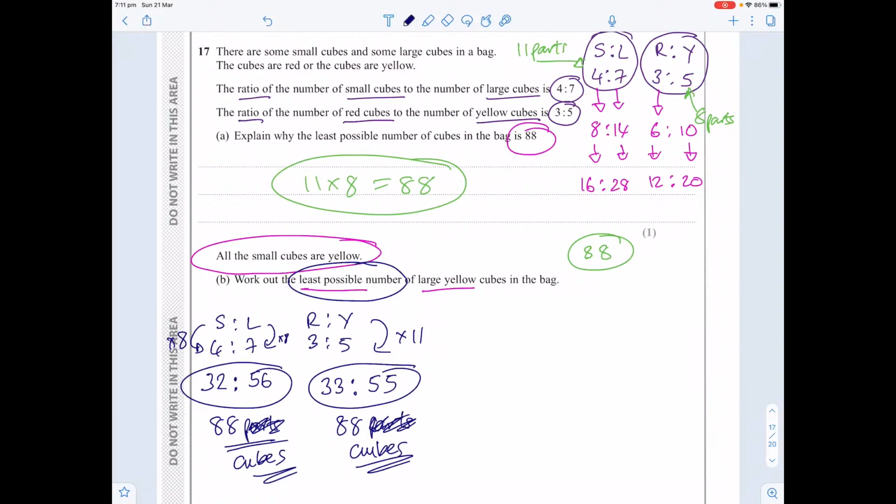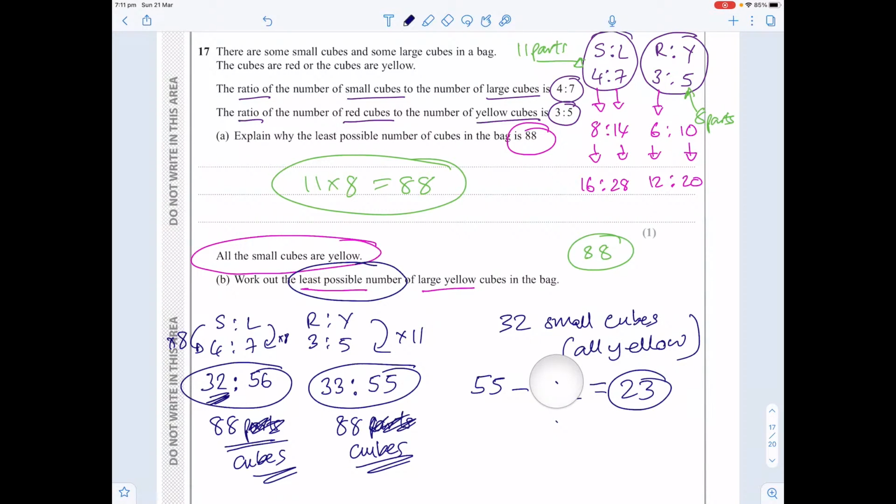Now, if they say that all of the small cubes are yellow, that means all the small cubes in the bag, all 32 of them, are yellow. How many yellow cubes are there in total in the bag? Well, yellow is represented by the 55. So there are 55 yellow cubes in the bag. If we subtract from 55 the 32 small cubes, which we know are all yellow, we get a total of 23. That means there are 23 cubes which are yellow and they are all large. And that is the least possible number of large yellow cubes in the bag.